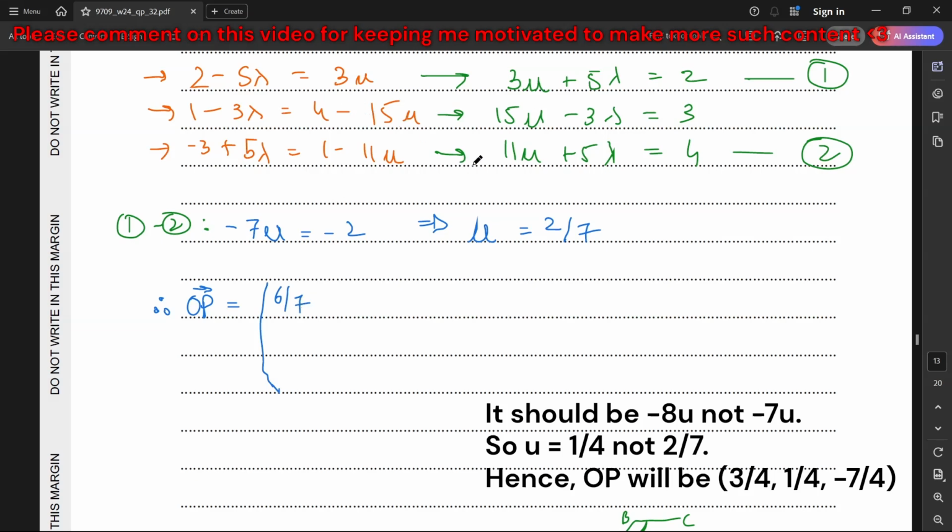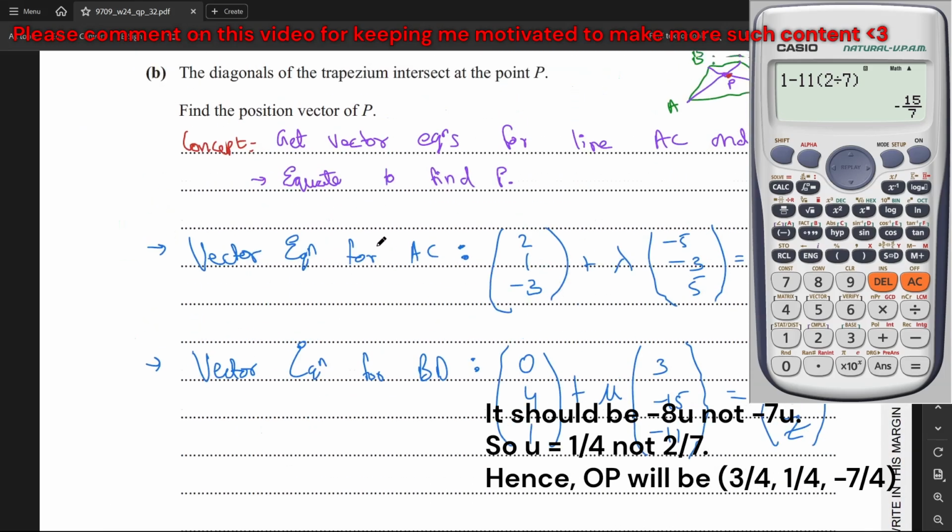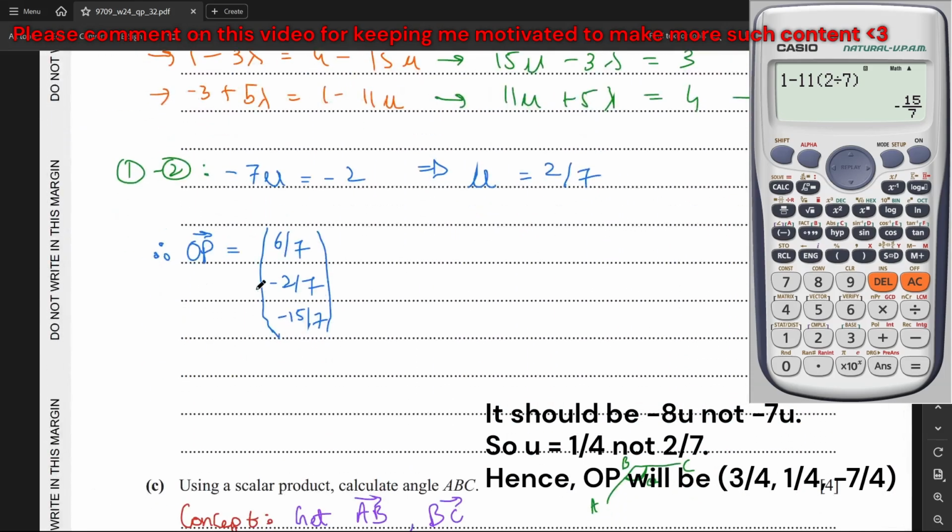Then 4 minus 15 into 2 by 7, I'll use my calculator for that. So, where is my calculator? Okay. 4 minus 15 into 2 by 7 gives me minus 2 by 7, and then 1 minus 11 mu. 1 minus 11 into 2 by 7 is going to give me minus 15 by 7. So that is how you're going to get the position vector of P, that is OP.